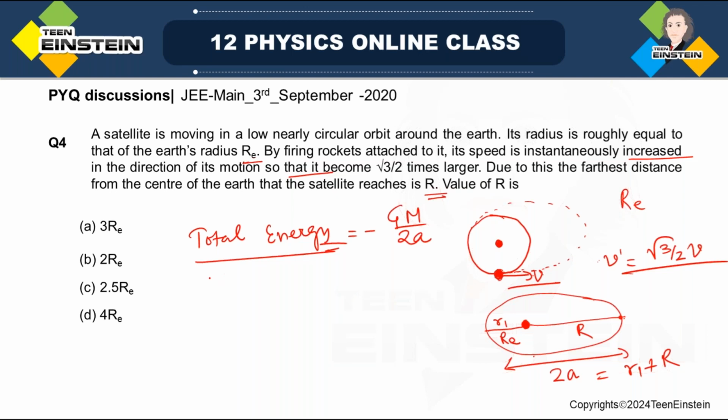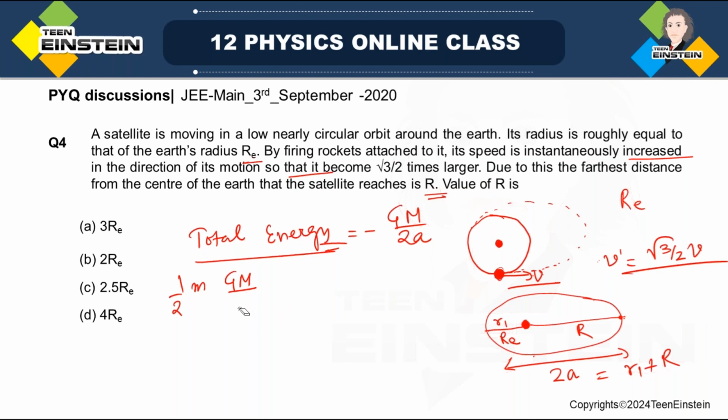All right, so let me write the initial energy. When it was given this much velocity, what was the energy? It had some potential energy as well as some kinetic energy. What was the potential energy? What was the kinetic energy? I have to write that. The kinetic energy was half m v square, right? This v is the square root of GM by r, the orbital velocity.